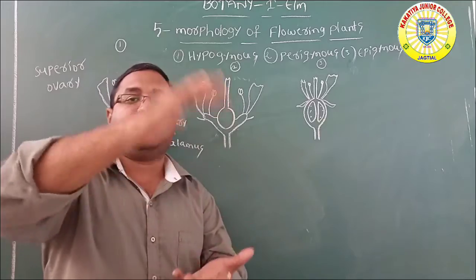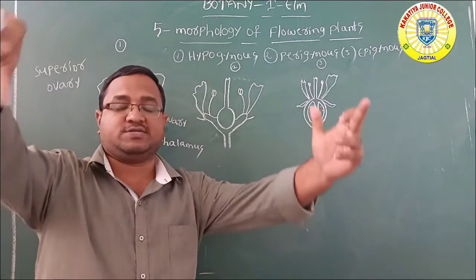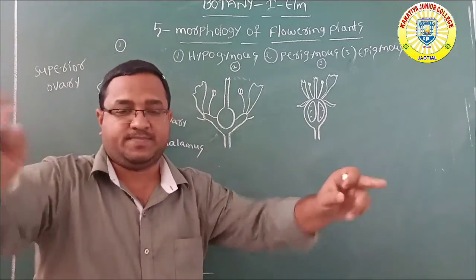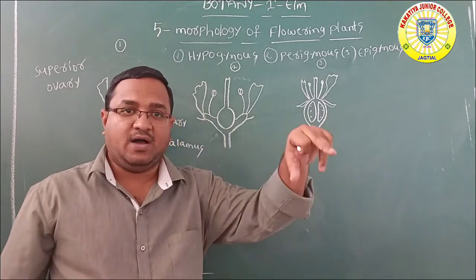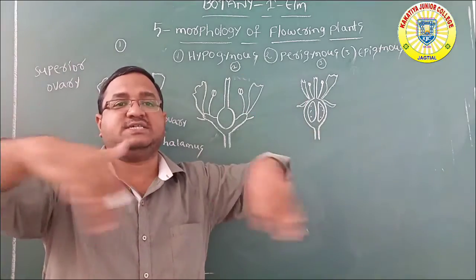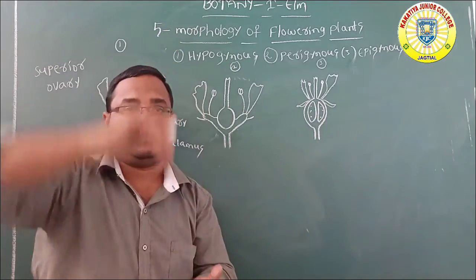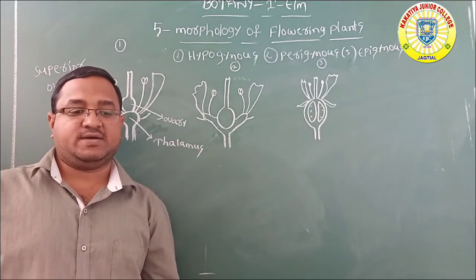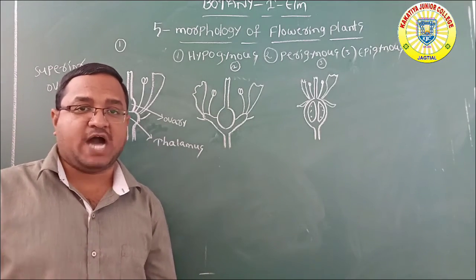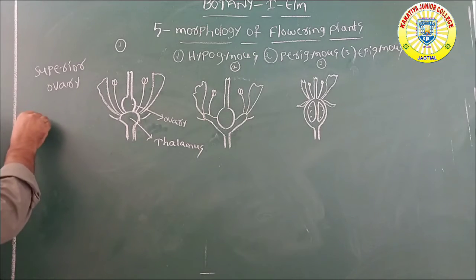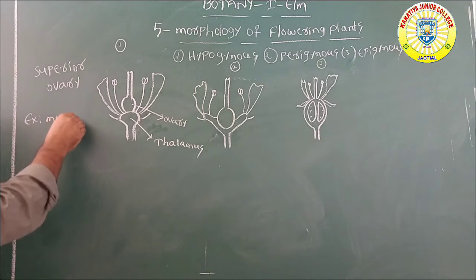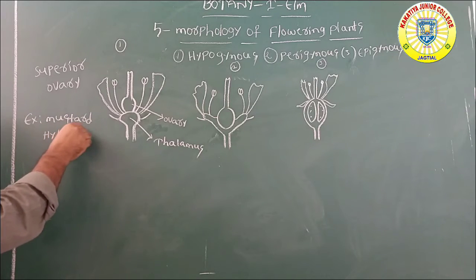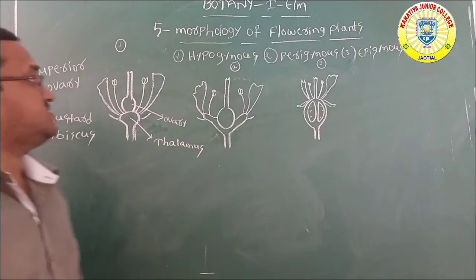Superior means it is in the upper part, where the remaining parts are in the lower part. This is present in the upper region, remaining parts are present in the lower region. Means below the ovary only all parts are arising. Ovary is at the highest position. Okay, that is superior ovary. Best examples: mustard and China rose, hibiscus.